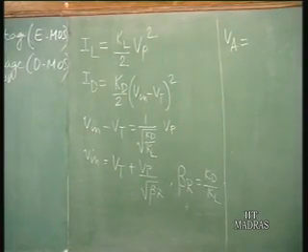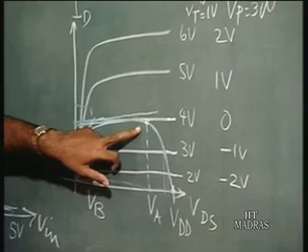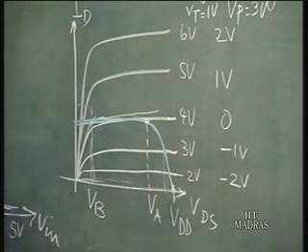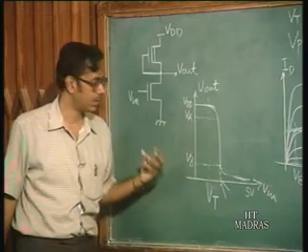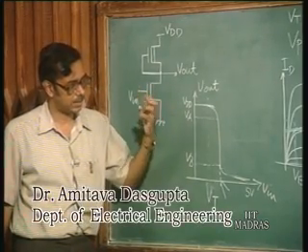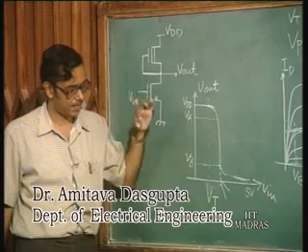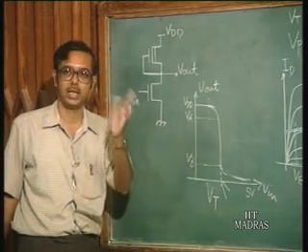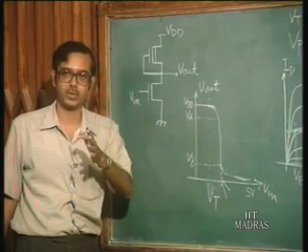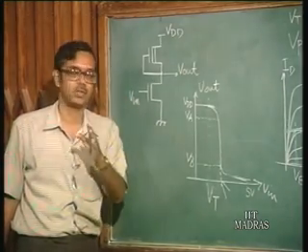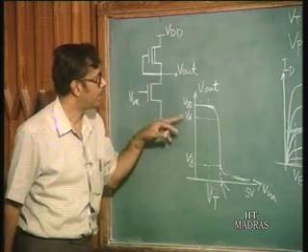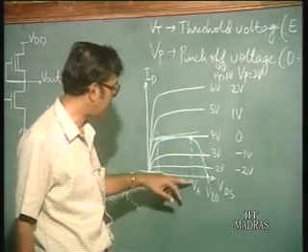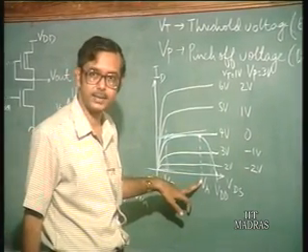VA is the voltage at which the load device goes to saturation. For the load device, VDS is equal to VGS minus VT. That is the point at which a device goes from the linear region to the saturation region. All right, VDS is equal to VGS minus VT. So V output is equal to VA at that time.